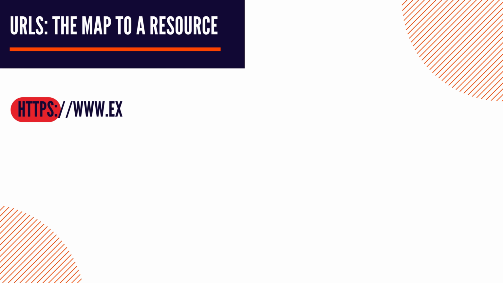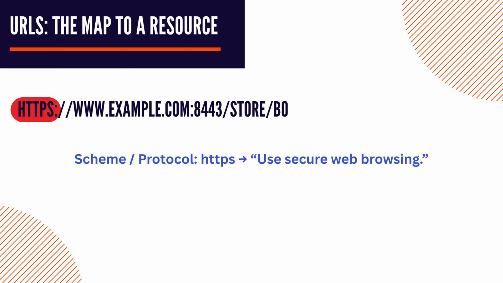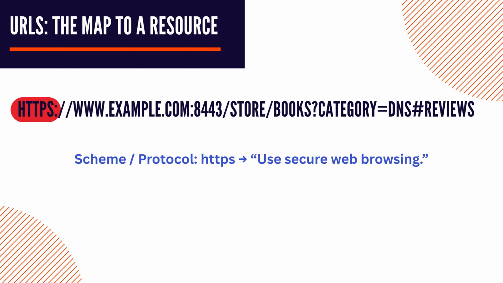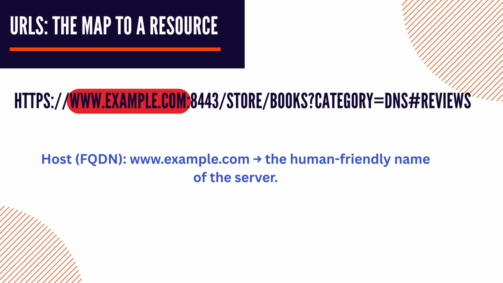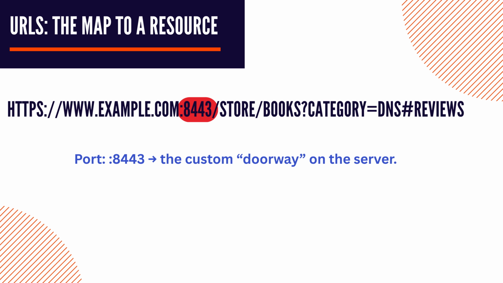Let's take a real one. A scheme or protocol: HTTPS. It means secure web browsing, just like choosing whether to send mail by regular post or certified courier. Host, FQDN: www.example.com, the human-friendly name of the server. Behind it sits an IP address, but you don't have to memorize it. Port 8443, the custom doorway on the server. Most HTTPS sites default to port 443, so this only shows up if you're using a non-standard one.